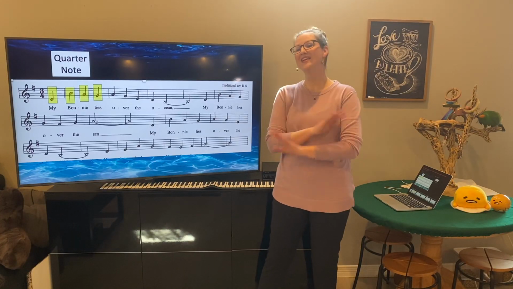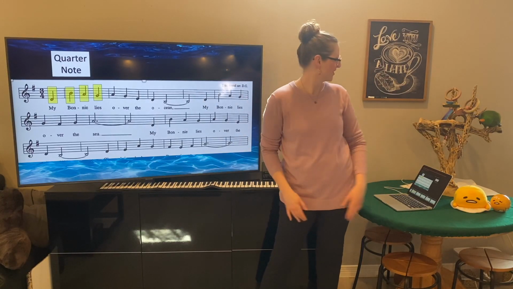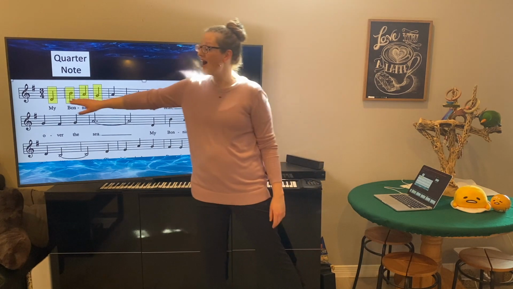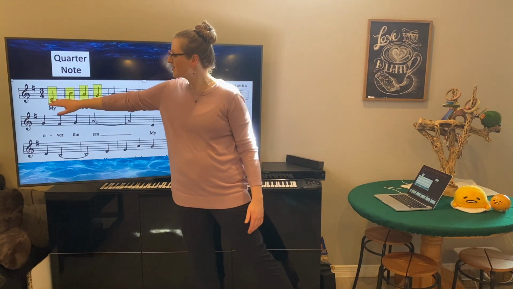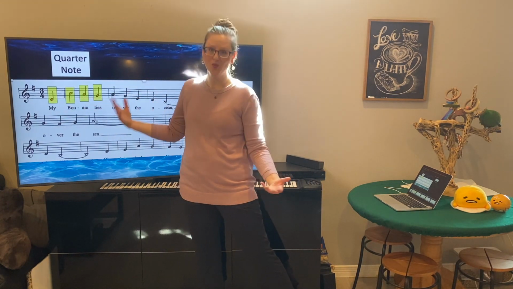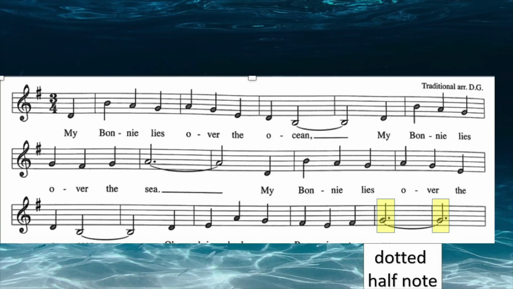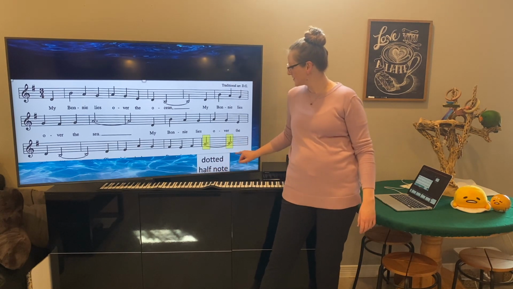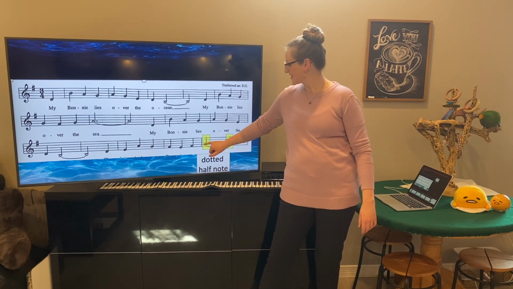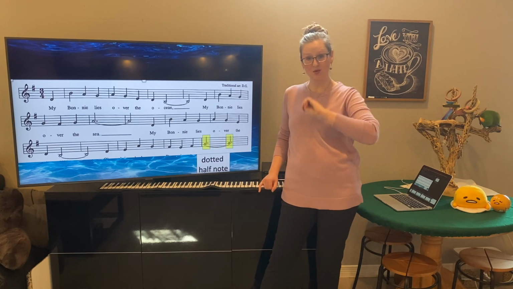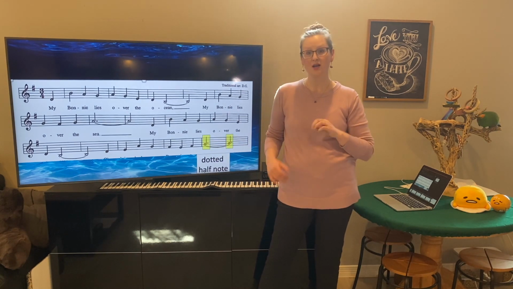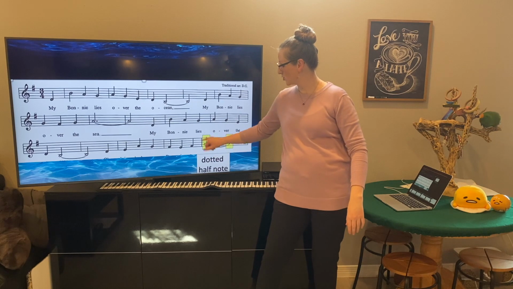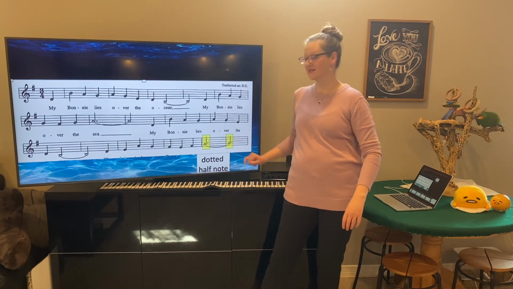Quarter note. We have a lot of quarter notes in this song. So I didn't highlight all of them, but you can kind of see from these 4 what I'm talking about. Here we have our dotted half notes, okay? So it's a half note with a dot makes 3 total beats per note. So we have 3 total beats here and 3 total beats here.